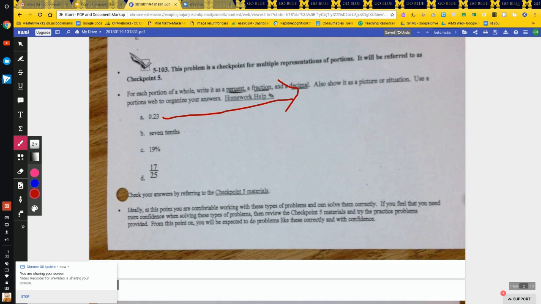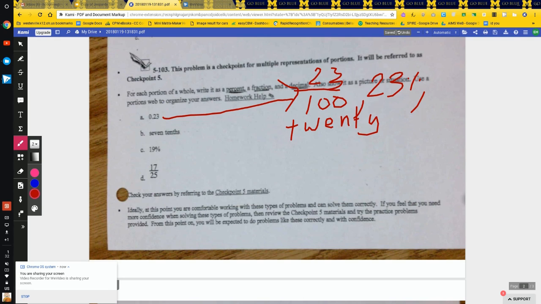So we have 23 hundredths. So I can just write that as 23 over 100. Then I need the percent. So percents are out of 100. So then I know it's 23%. And I got my decimal, my fraction. Now I have to write in words. Again, I said I was lazy. So the easiest thing to write would be 23%, but I will write 23 hundredths.